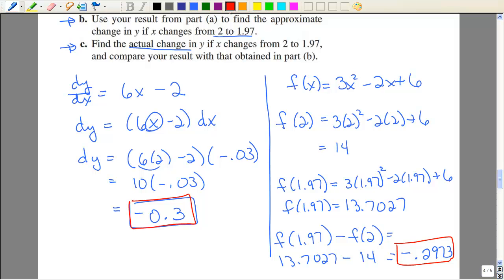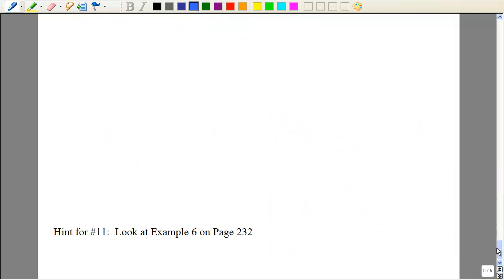Now hopefully you can see that that is a very close approximation to negative 0.3. That's all this is trying to point out, that you can use differentials to approximate the actual change in y, as long as x is changing at a very small rate. And then the last problem on your homework, if you would look at example 6 on page 232, it will walk you through an example just like that.